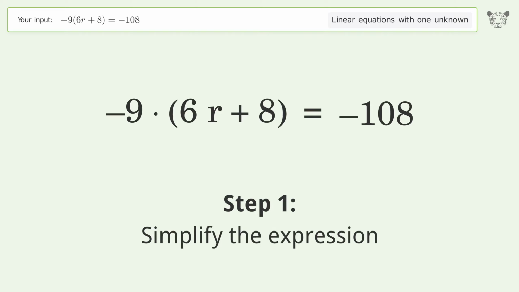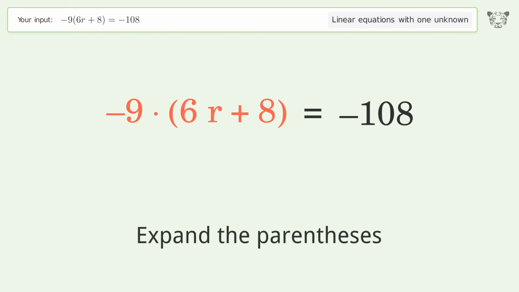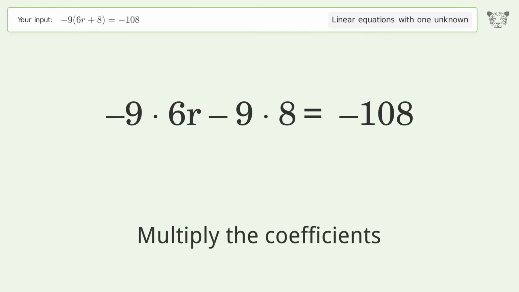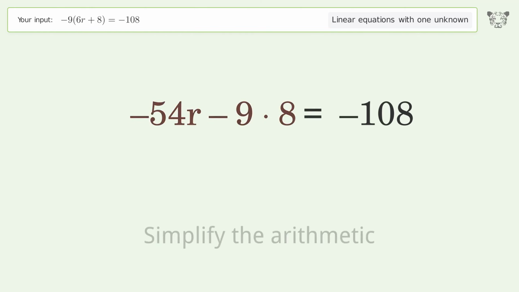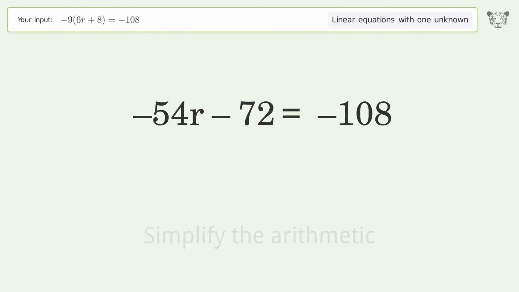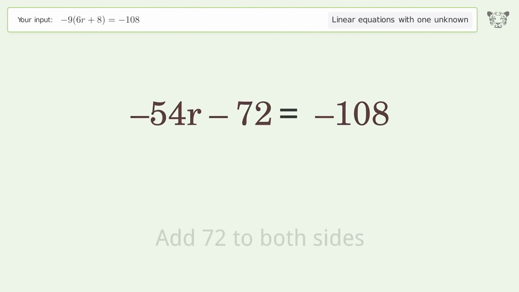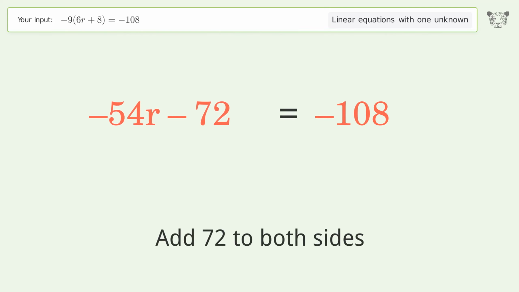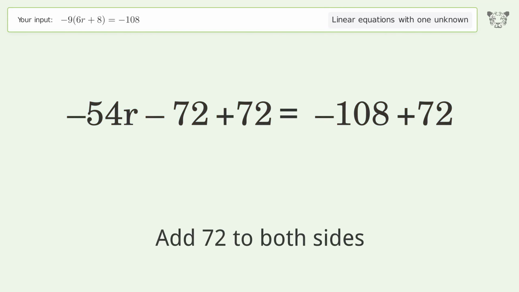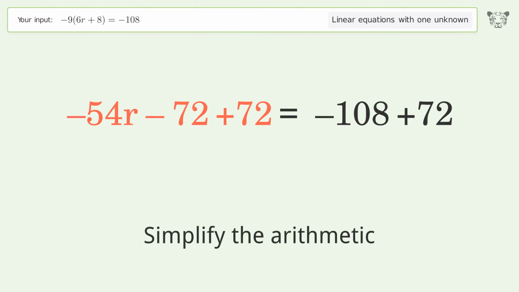Simplify the expression. Expand the parentheses. Multiply the coefficients. Simplify the arithmetic. Group all constants on the right side of the equation. Add 72 to both sides. Simplify the arithmetic.